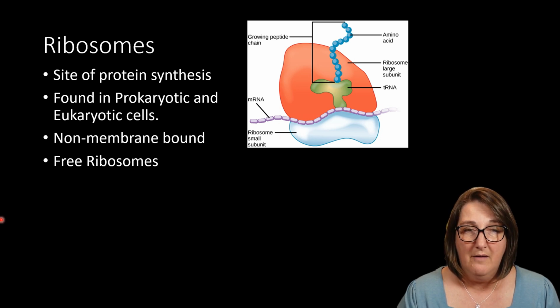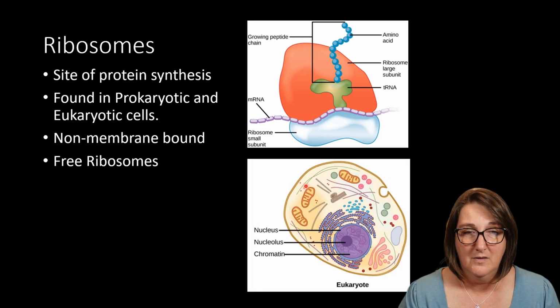You have 2 types. You have free ribosomes, and these are ones that are just floating around in the cell. So you see these little dots? These are ribosomes. These are floating around inside the cell, and they're just making proteins for the cell's needs. So if something in here needs a specific type of protein, this ribosome will be able to make it.